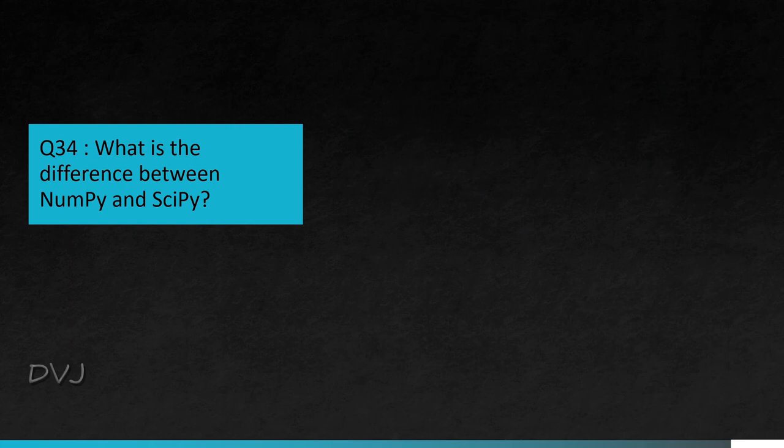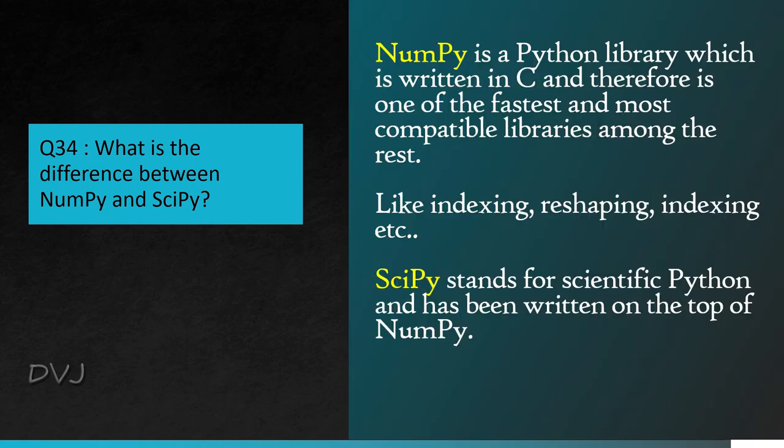Question number 34. What is the difference between NumPy and SciPy? NumPy is a Python library which is written in C and therefore is one of the fastest and most compatible libraries among the rest, with features like indexing, reshaping, etc. SciPy stands for Scientific Python and has been written on top of NumPy.